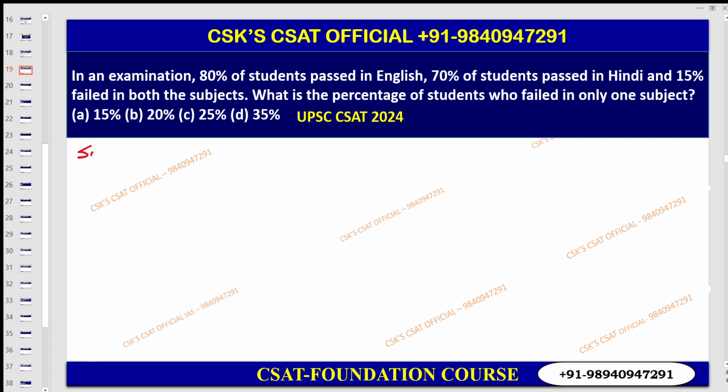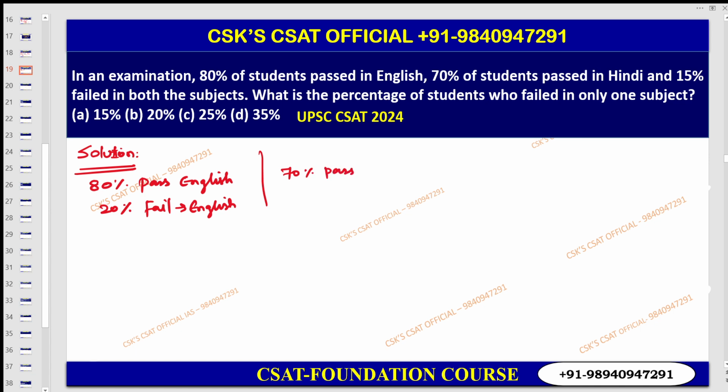This kind of question I taught you in a very simple manner in the class itself. If the question involves fail as well as pass, how can you do these things? I already taught you this. For example, the data provided here: 80% pass in English, then automatically 20% fail in English. Similarly, 70% pass in Hindi, then automatically 30% fail in Hindi. Data are very important.